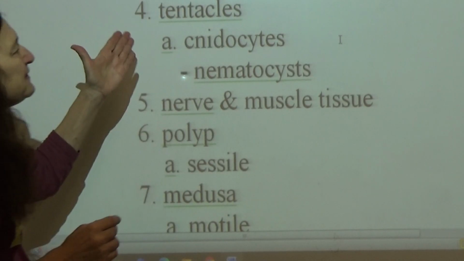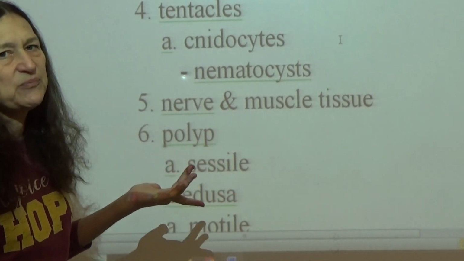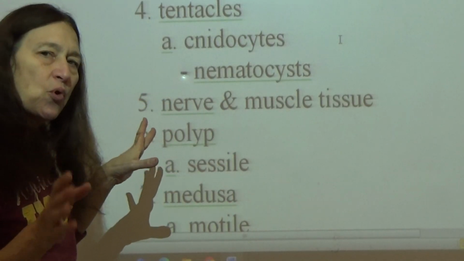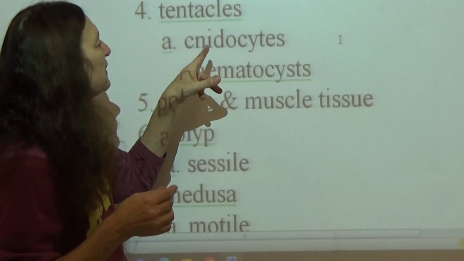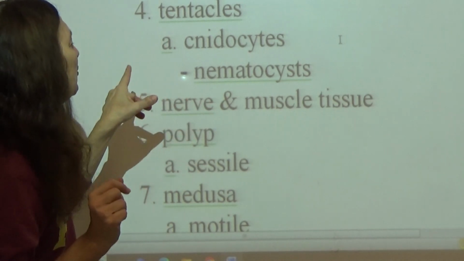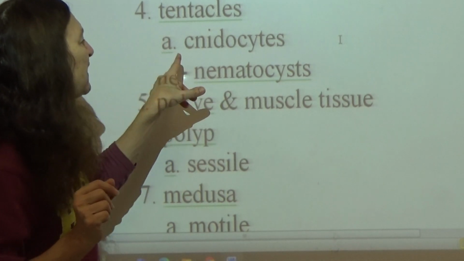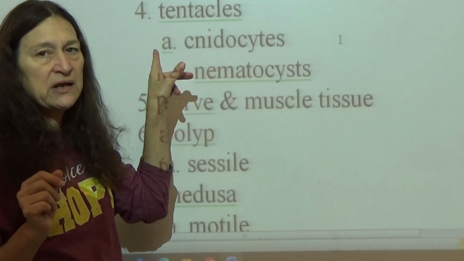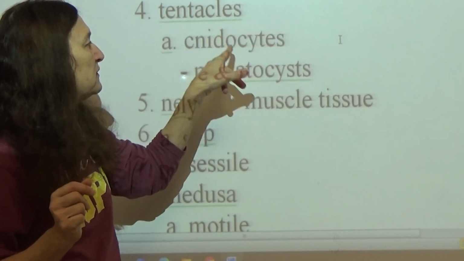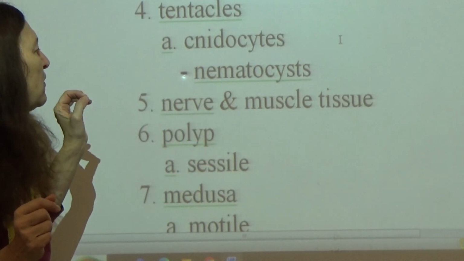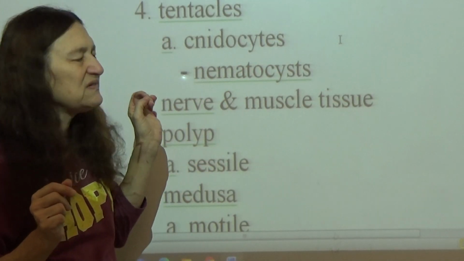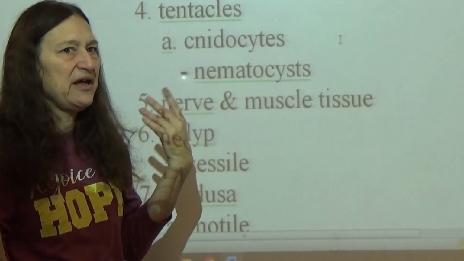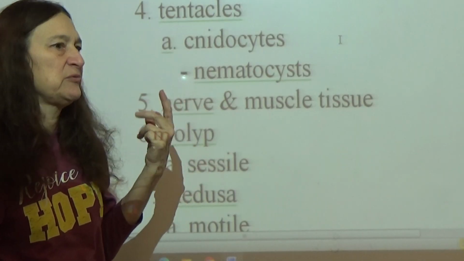Now, how many tentacles they have is going to depend on the species that you're talking about. But what's important to know is that on these tentacles, not all of them, but a lot of them, you have cells called cnidocytes. Cnidarian, cnido, and cyto. So these are stinging cells. So if any of you have ever been stung by a jellyfish, you know what I'm talking about.